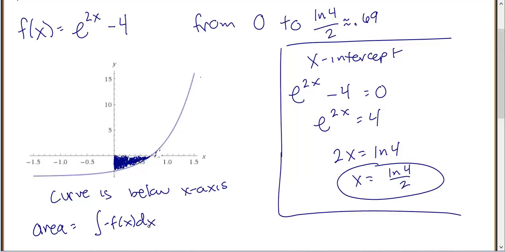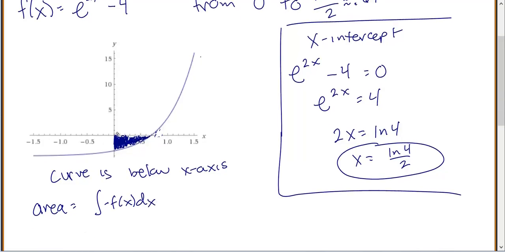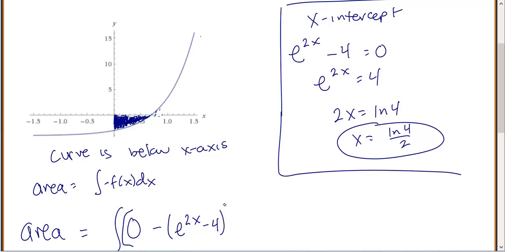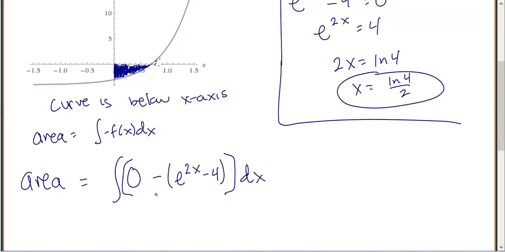And the reason why is because we're saying, okay, the curve on top is 0, so you do 0 minus the function on bottom. Okay, so in our case, my area is going to be equal to 0, that's my top function, minus the actual function, which is e to the 2x minus 4 dx. So that's why, because 0 doesn't matter, that's why they always say this is negative f of x.